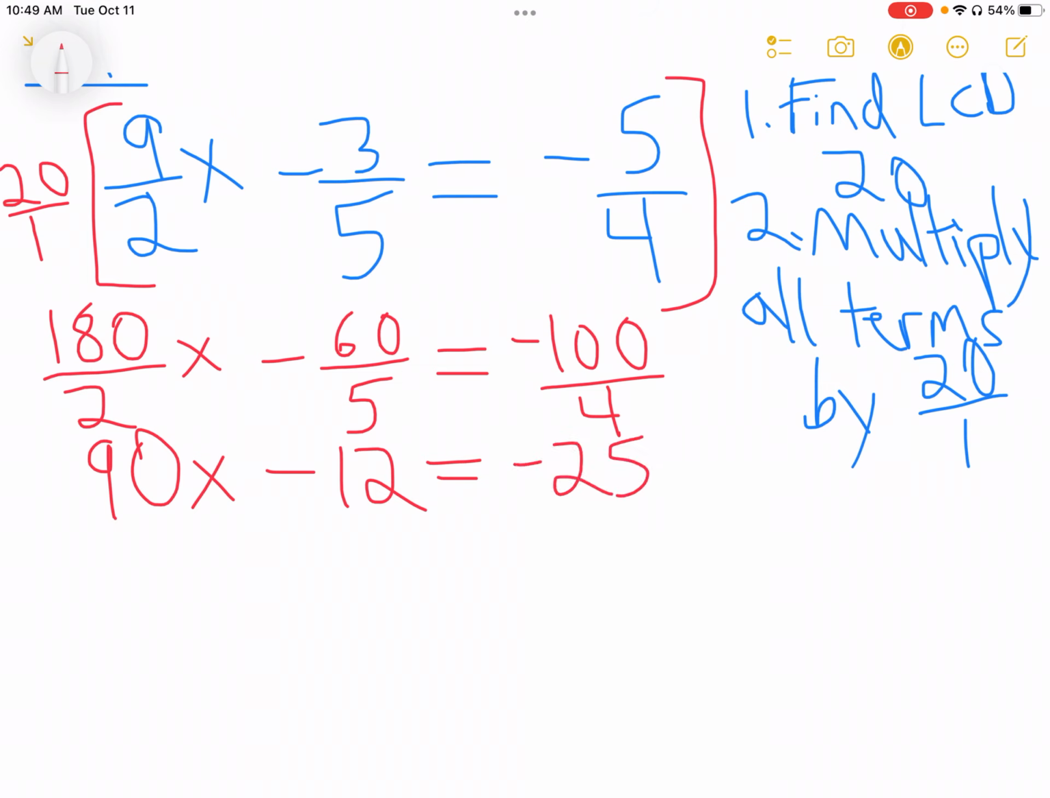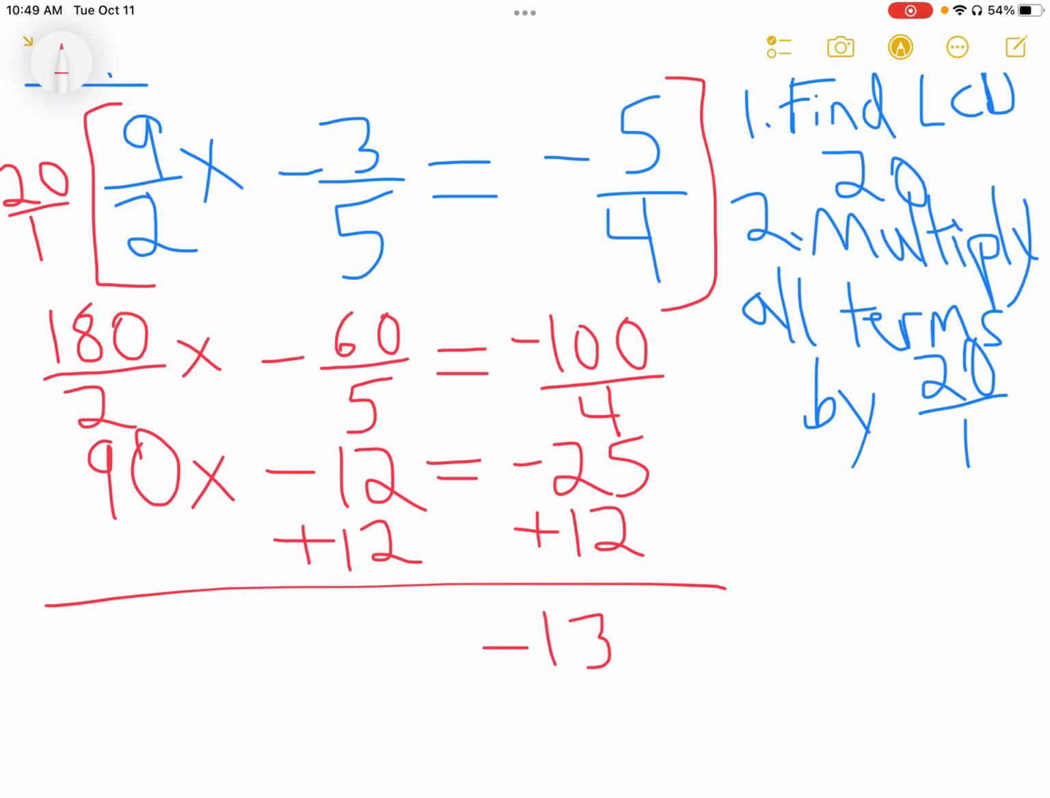Okay. Now it's just isolating my x. So plus 12, plus 12. We've done this before. You guys should understand this. If I owe somebody $25 and I give them $12, I still owe them $13. So it's minus 13 over here.